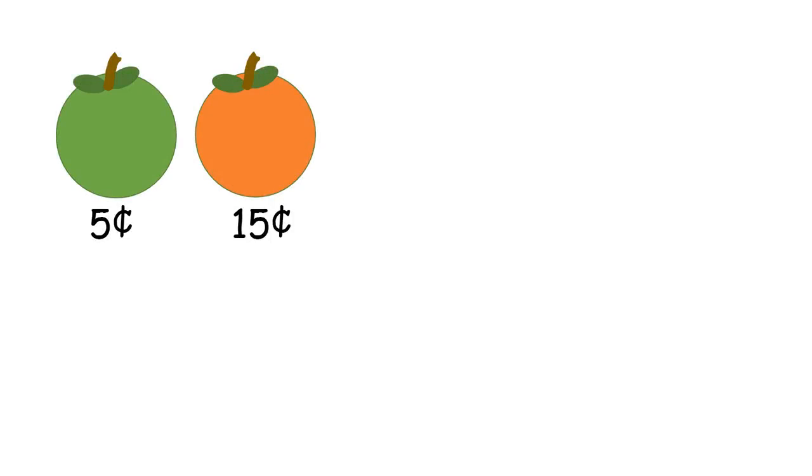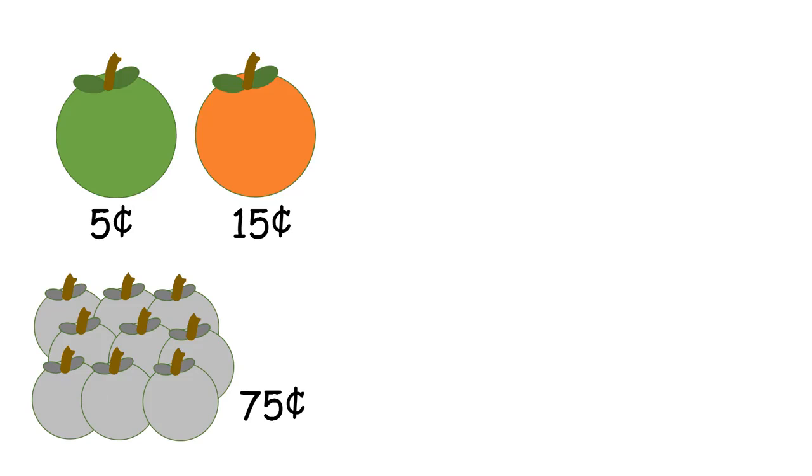Suppose, for example, you feel like a healthy snack and you decide to buy some fruit. The fruit store has apples, which cost 5 cents, and oranges, which cost 15 cents. Now let's say you spend 75 cents and you buy 9 items of fruit. So how many apples and how many oranges did you buy?